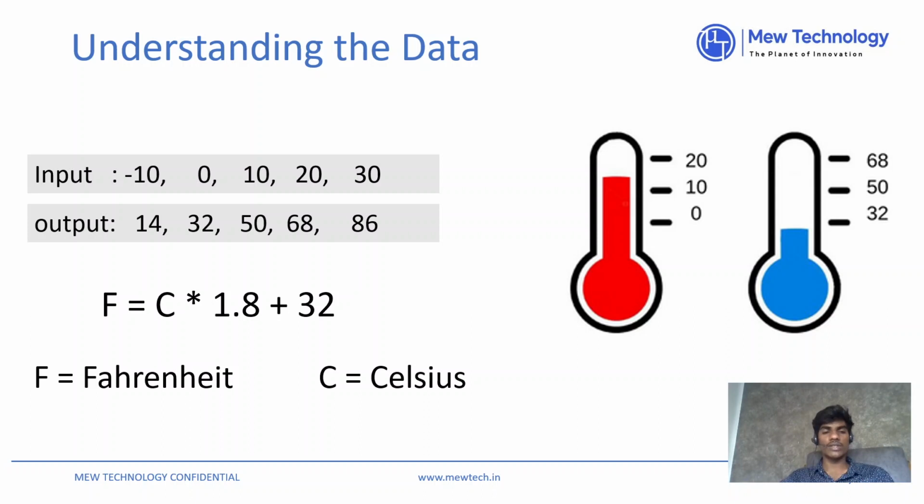I say once again, F is equal to C into 1.8 plus 32. Here F is the degrees in Fahrenheit, represented by the letter F. C is the input value, degrees in Celsius, represented by the letter C. Okay, that's it.